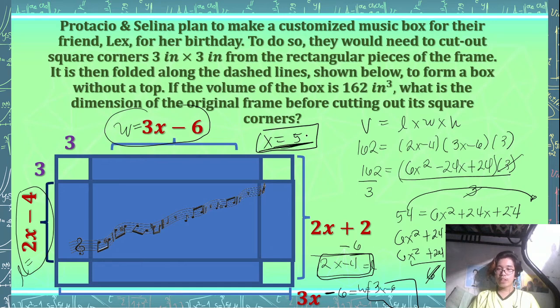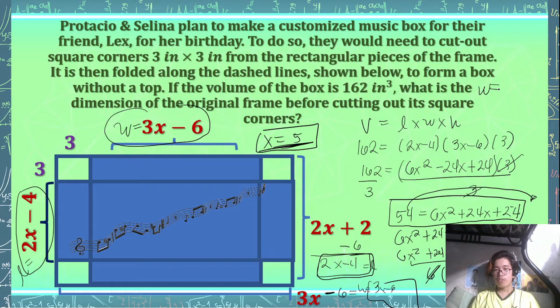So how did we get the value of x again? We used this formula. We transferred the 54 to the other side to get a 0. Then after getting a 0, we got these two values. And of course, we cannot use a negative value for this problem because all the values here are lengths and therefore they are positive. So therefore, if x is equal to 5, we can now get the original width.